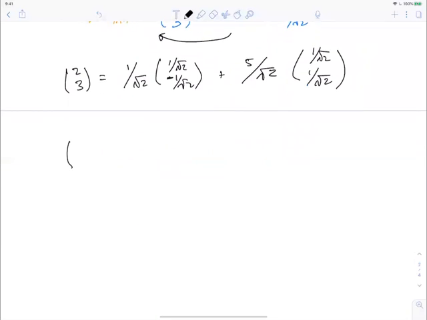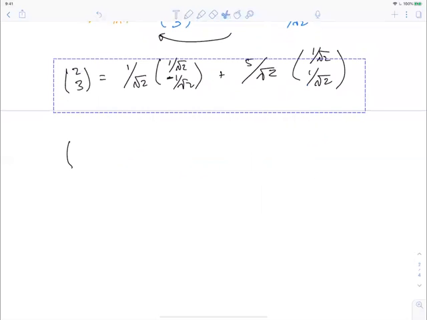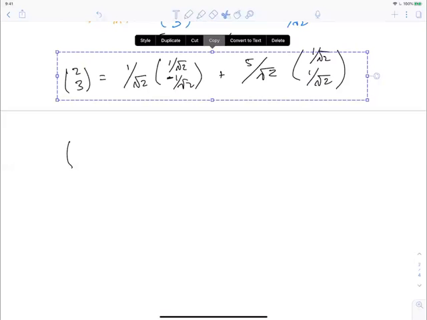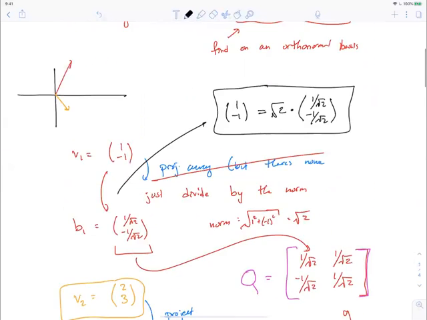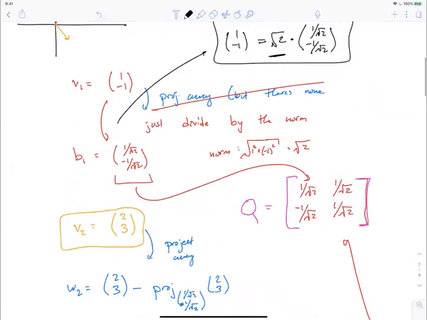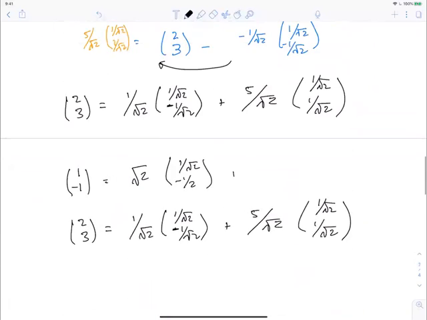Okay, so let's write them in order. So we had that one. We also had 1 minus 1 was equal to square root of 2 times the first. That was from before. So then the very first one, we divided by square root of 2, plus 0 times the second.